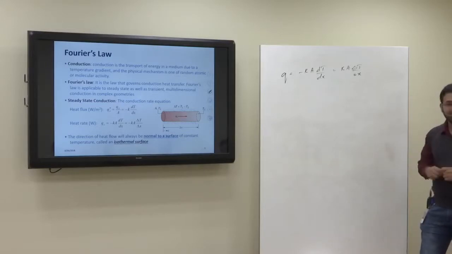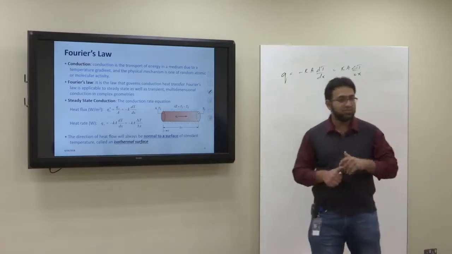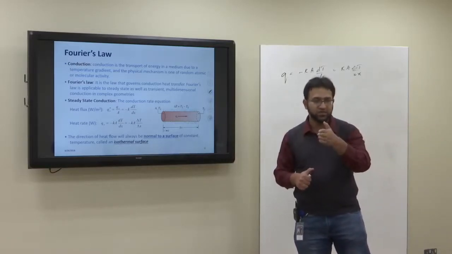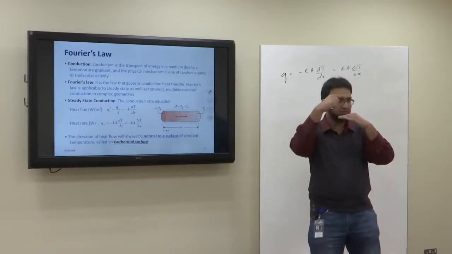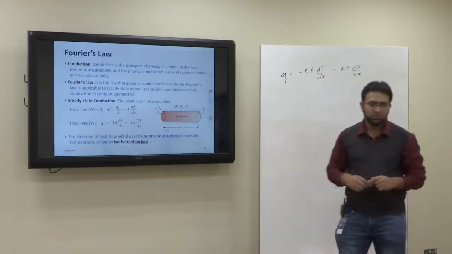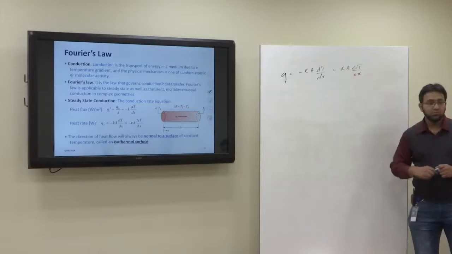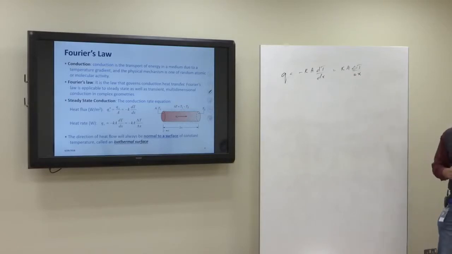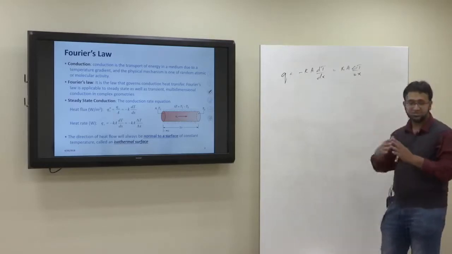And A is the area perpendicular to the direction of heat flow. So if heat is flowing in this direction, the area is perpendicular to that, across which the heat is flowing. The area is a very critical thing here. Most of the time you have to consider what area you have to use based upon the direction of flow of heat. Then delta T is the temperature difference across which heat is being transferred. Delta X is the distance.